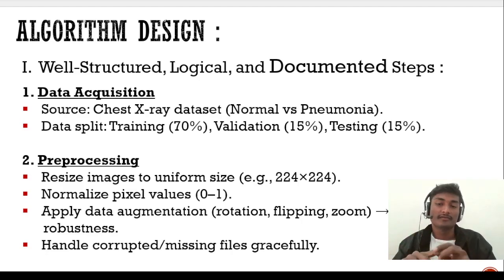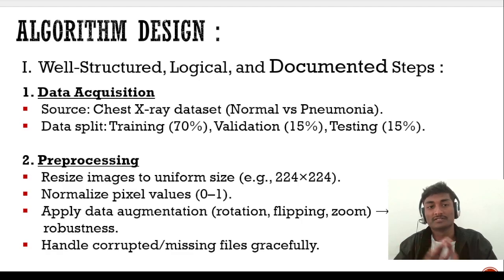Data split. We are splitting the data into three types. One is training, for 70% of overall data. Validation, we are using 50% of our data for the validation of our model. For testing the model, we require 50% of data.